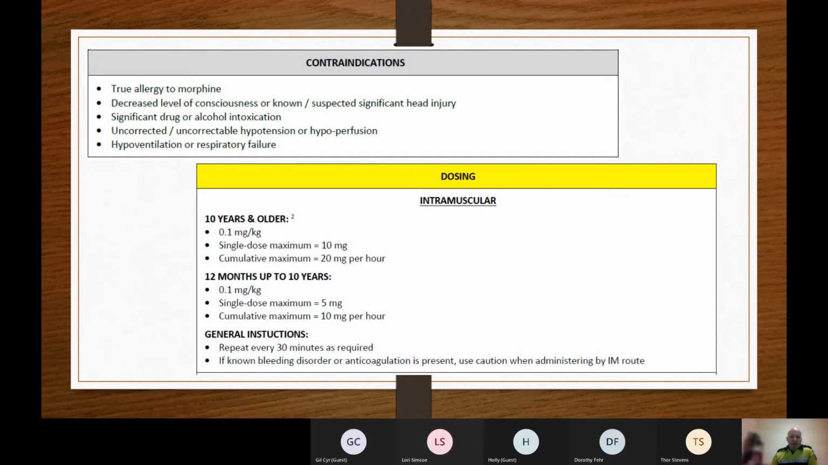So if we're going to give it IM, and we're doing a lot more weight-based, it's 0.1 milligrams per kilogram to max single dose of 10 to cumulative max of 20 milligrams per hour. And again, like I said before, if you're finding it's working well for your patient and you need to give more than that because you're looking at extended transport time, you can contact online medical support. Big thing to keep in mind is that the morphine we have in our pouches is made for IM, so we do not want to dilute it if we give it intramuscular. It's just draw and give.